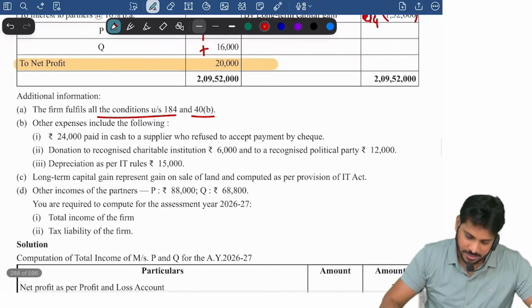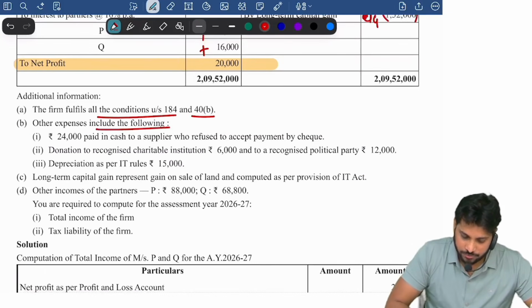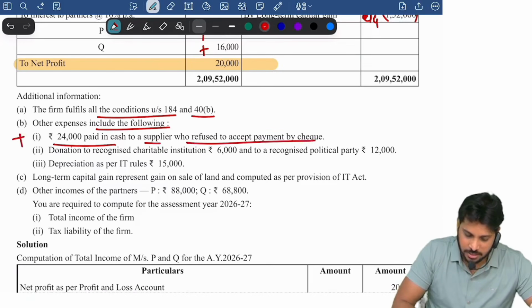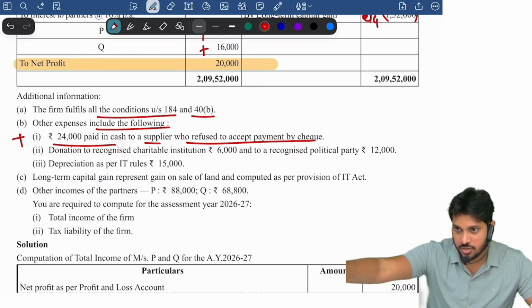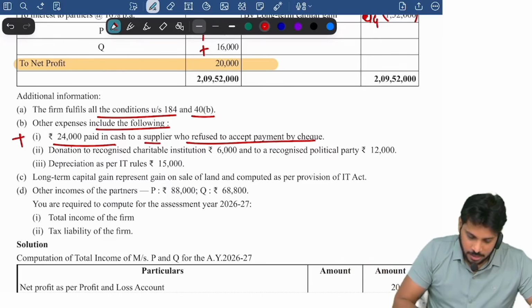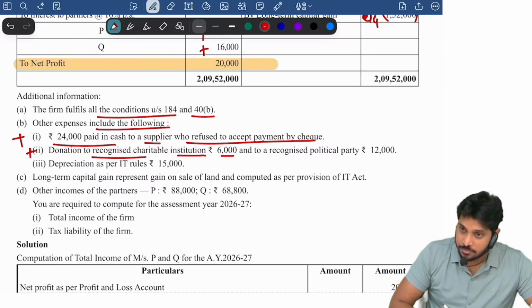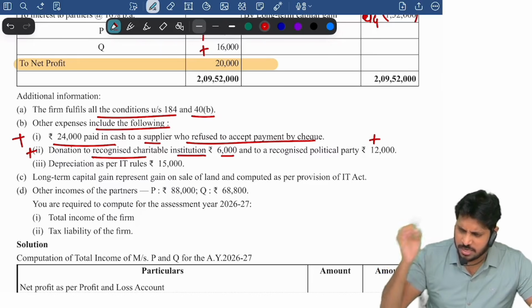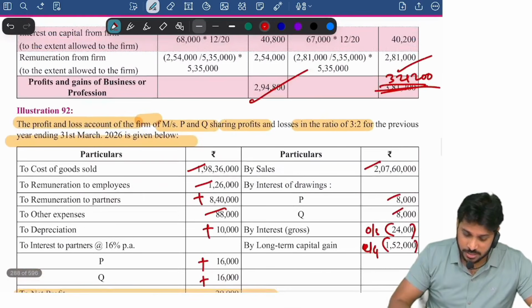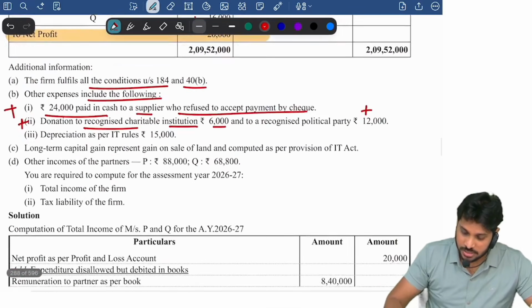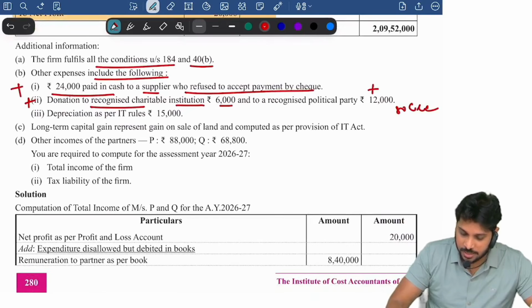Next. Other expenses include the following: 24,000 paid in cash to a supplier who refused to accept payment by cheque. Disallowed. Whether he refused or not doesn't matter. Donation to a recognized charity, 6,000. Okay, this is an 80G item. Political party, 80GGB, that item, 80GGC item. Here this is a partnership firm, so it's disallowed. For them, 80GGC they will get.